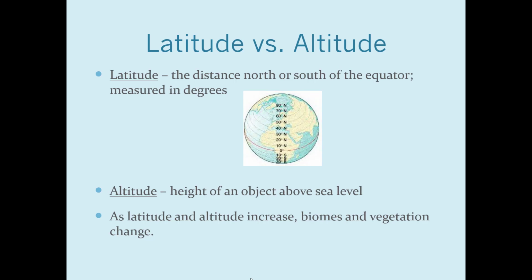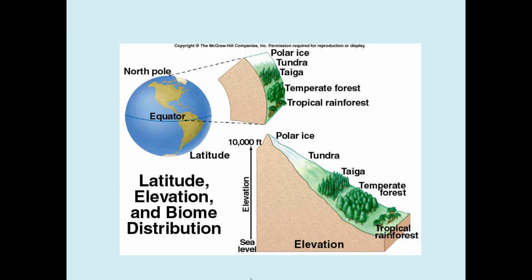So as latitude and altitude increase, biomes and vegetation change. So take a look at this. As you move from the equator to the North Pole, you can literally predict what kind of biome you're going to see. And a biome is just an area that has a similar composition of plants and animals. You'll see what I mean as we talk about them.